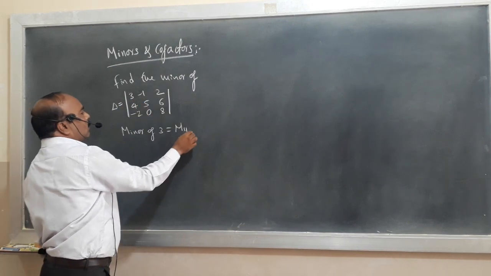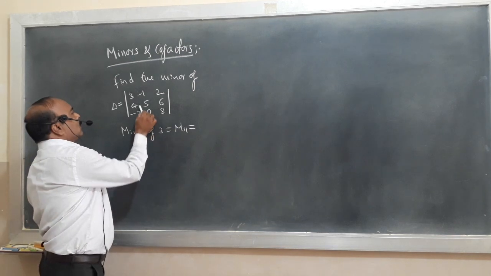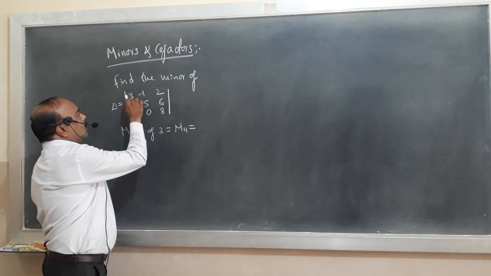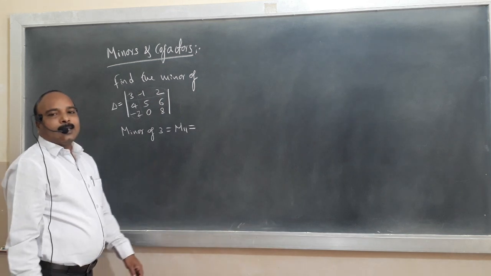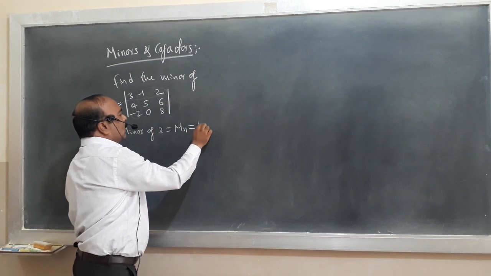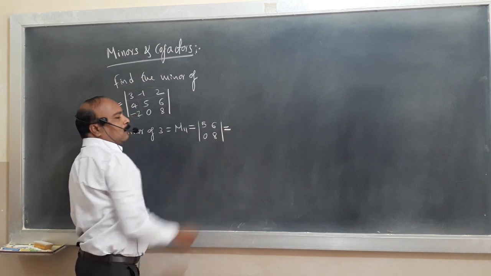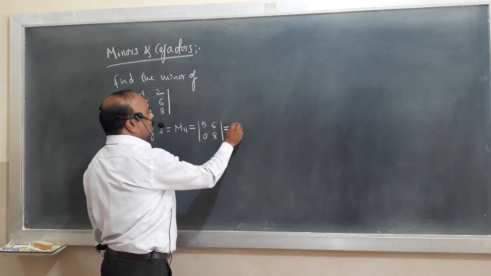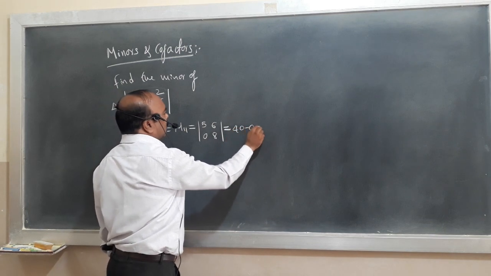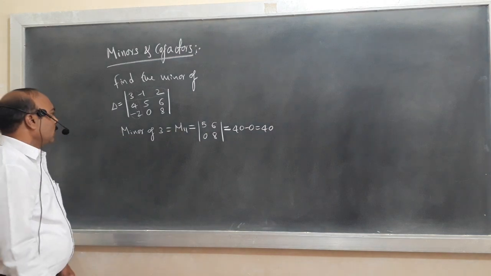Now to calculate the minor of this, according to the definition, we delete this column and this row. We get one determinant, that is 5, 6, 0, 8. Now the answer is 5 into 8 is 40, minus 0 is 40. So the minor of the first element is 40.